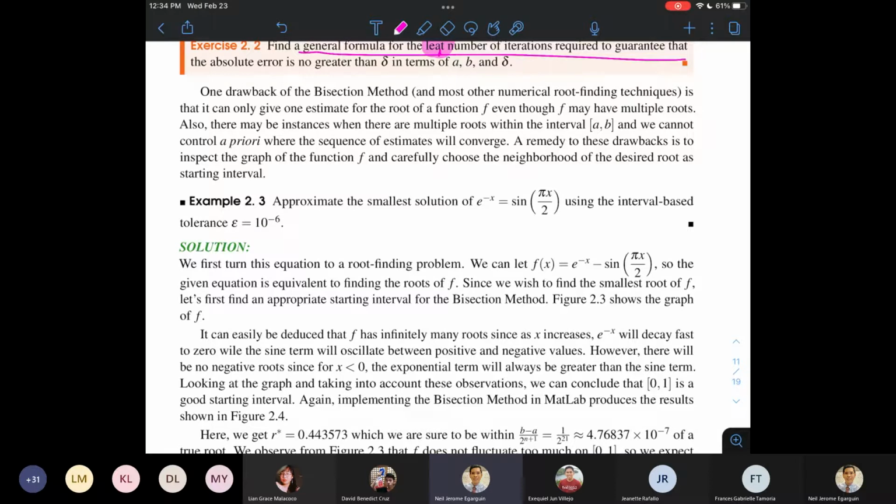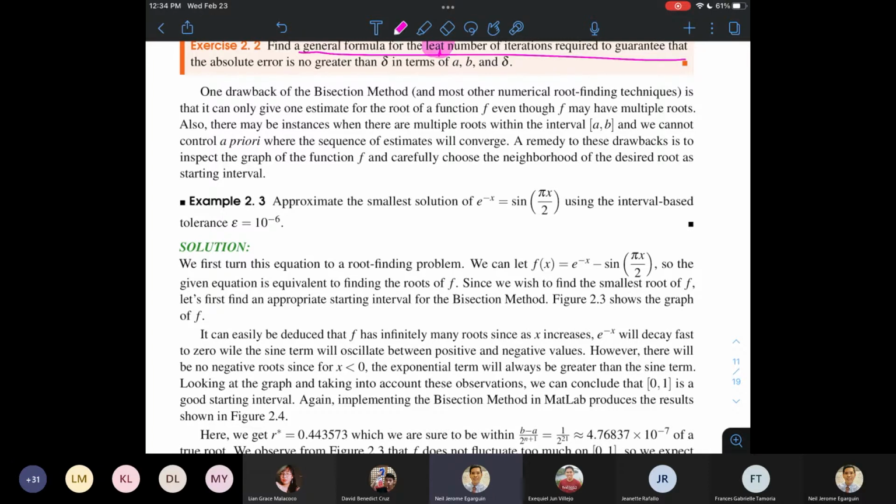So the only remedy that we can address here if we are looking for a specific root, okay, ay tingnan talaga yung graph ng function and choose your interval AB small enough, right, na isa lang yung root doon sa interval AB. Okay? And let's illustrate it by example 2.3.